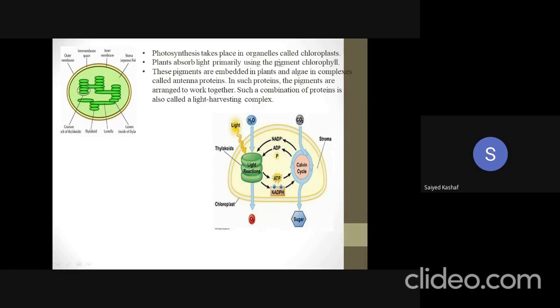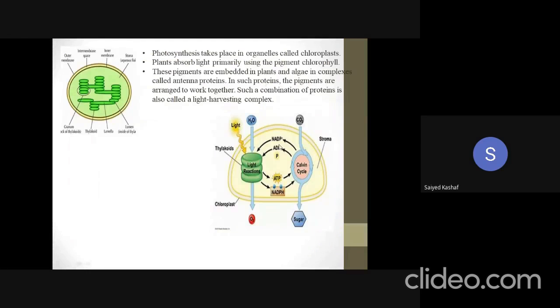We all know that photosynthesis takes place in the chloroplast, and the primary pigment of the chloroplast is the chlorophyll molecule. Such pigments, when they form a unit and work together, form light harvesting complexes, which help to capture the light and transfer that energy to the reaction centers.